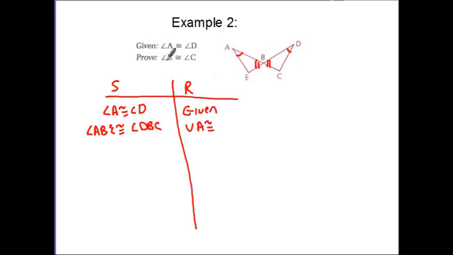Now, we're trying to prove angle E is congruent to angle C. We're going to use our no-choice theorem that says if we know two angles of a triangle are congruent, we also know our third. Angle E is congruent to angle C. Our reason? It's no-choice theorem. Again, nice and easy.